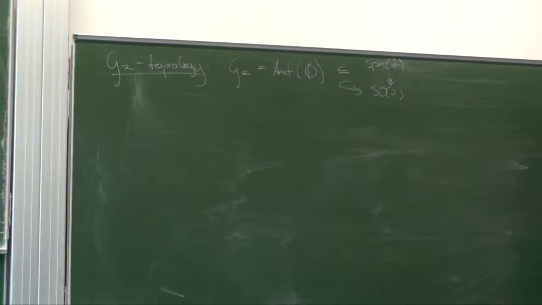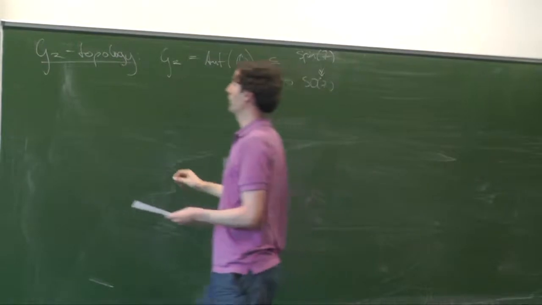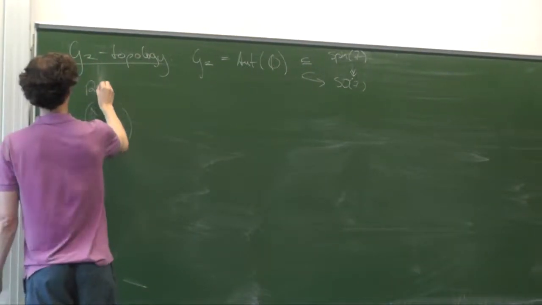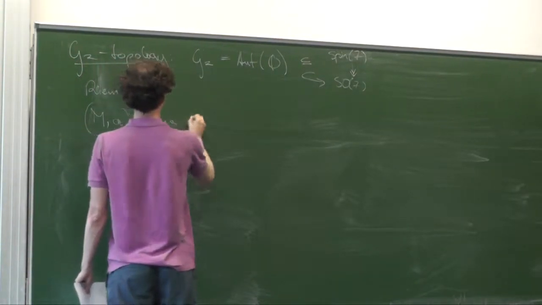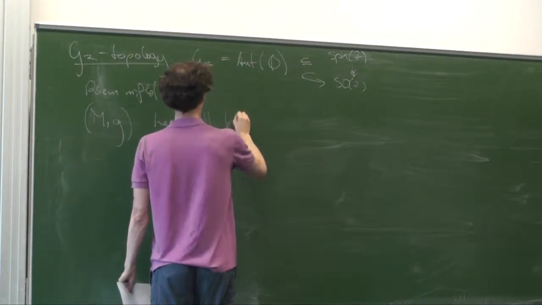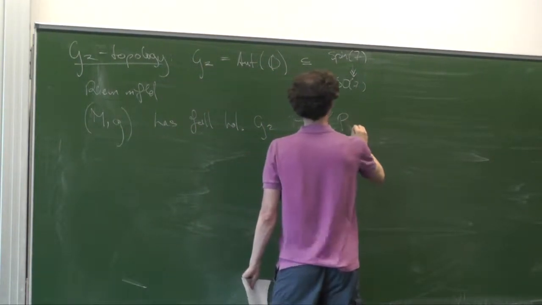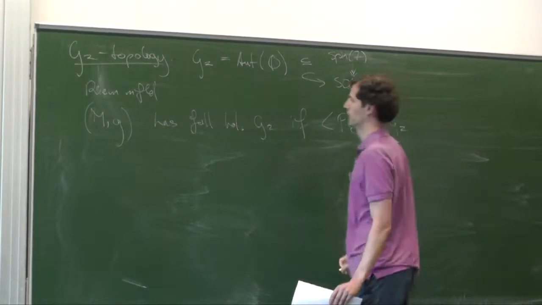And so manifolds with G2 holonomy, so what's that? I'm going to mention briefly now, this is going to be a Riemannian manifold. So this has full holonomy G2 if the group generated by parallel transport, I'll say that in a second, is equal to G2.